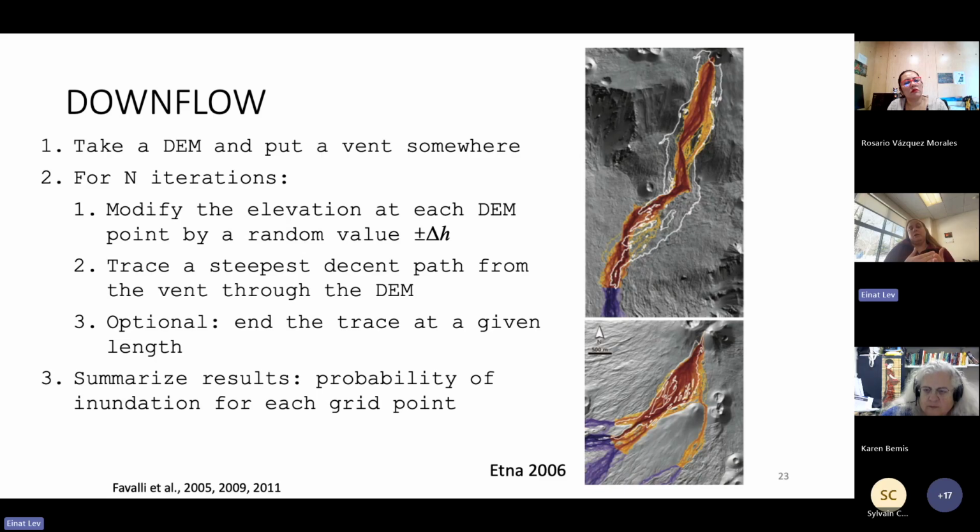It's an option to end the trace at a given length. Maybe you say, I know there are not going to be flows that are more than 2 kilometers. And then you get a summary of the results in the form of probability of inundation for each grid point. So you get something like a heat map where the reds are cells that were almost always inundated, and the oranges or yellows were not as frequently inundated by the simulation.